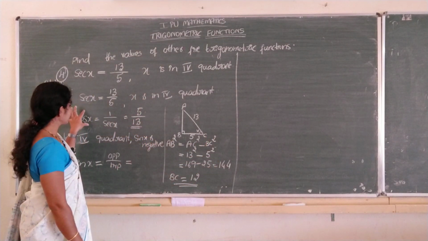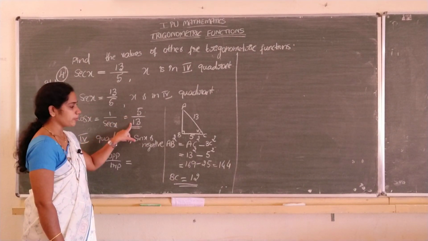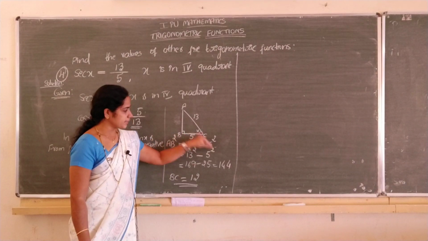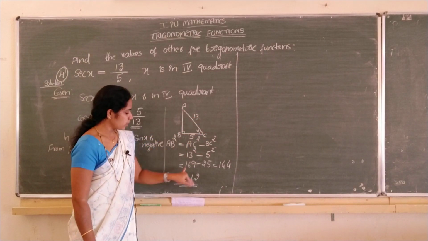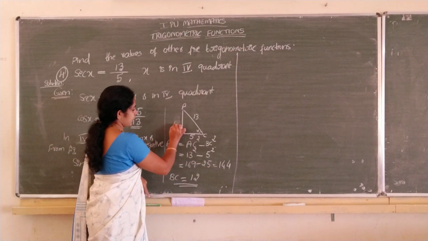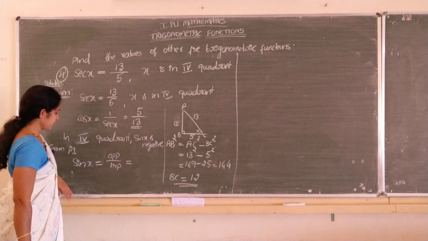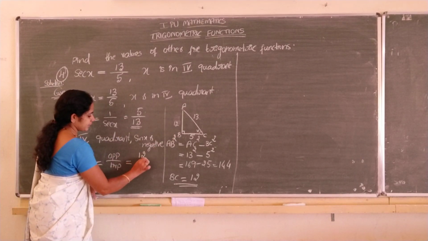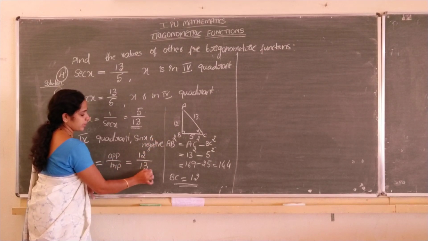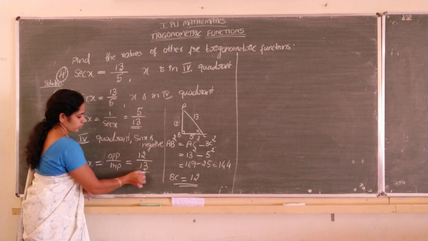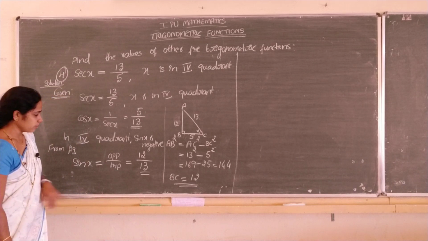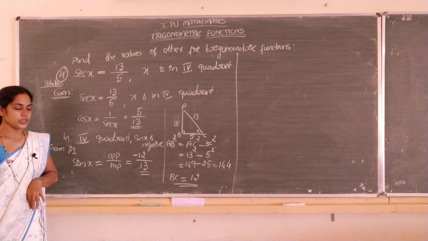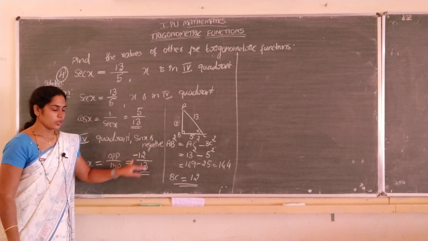Observe, cos x is adjacent by hypotenuse, so 5 by 13, 5 should be adjacent and this is the hypotenuse, so this side should be 12, correct? Now sin x is opposite by hypotenuse, opposite is 12, 12 divided by 13, but in the fourth quadrant the sign is negative, so we have to put minus, okay.